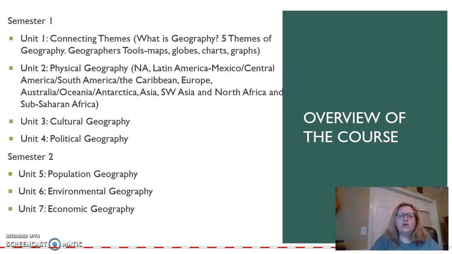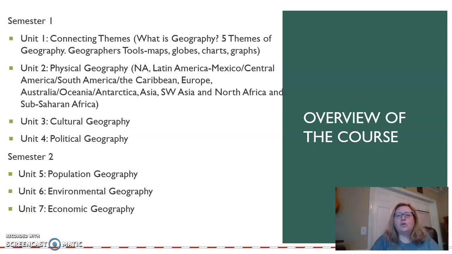And then we're going to move into the different types of geography. So we're going to step into physical geography. And in this course, instead of going continent by continent, we're actually going to look at things like physical geography of the world and analyze that between the different areas. So we might take a look at North America and how that differs from Europe and how that differs from Asia, for instance. But we will get to all parts of the world.